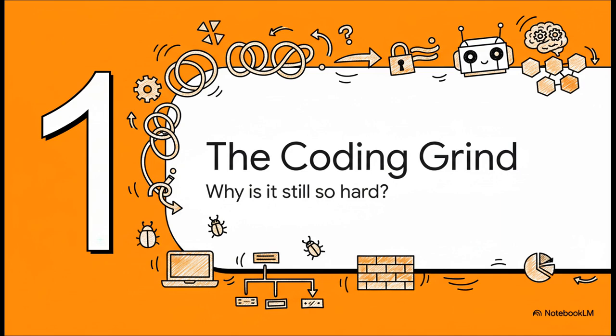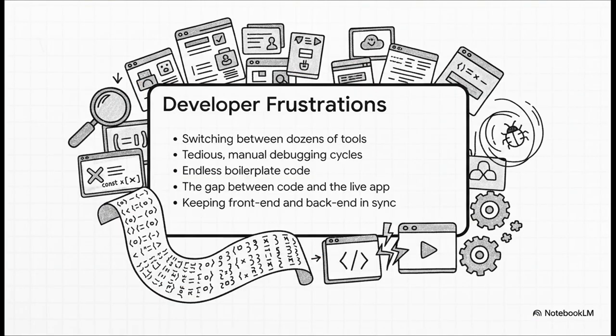So first up, let's ground ourselves in a problem every single developer out there knows all too well, the coding grind. Because let's be honest, even with all our fancy new tools, building and maintaining software is still just really hard. Yeah, I'm sure this slide looks painfully familiar to a lot of you. We're constantly juggling a million different tools, going through these slow, manual debugging cycles, and writing the same boilerplate code over and over again. And the thing is, even our current AI assistants don't really solve these core issues. They help, sure, but that fundamental day-to-day grind, it's still there.